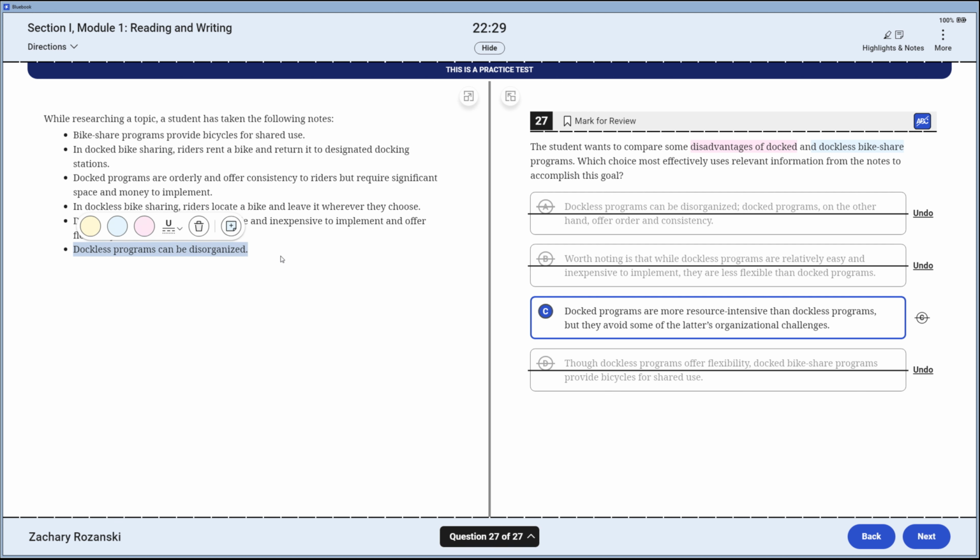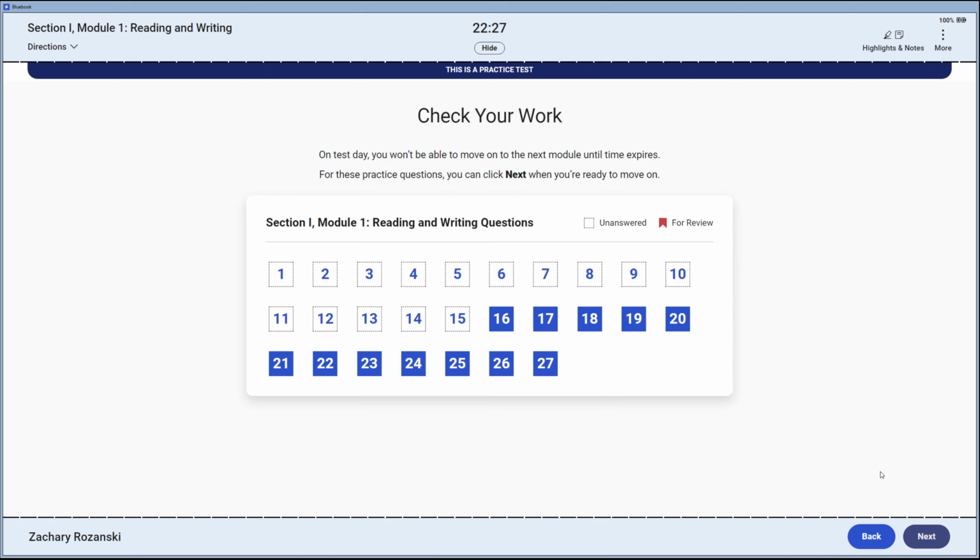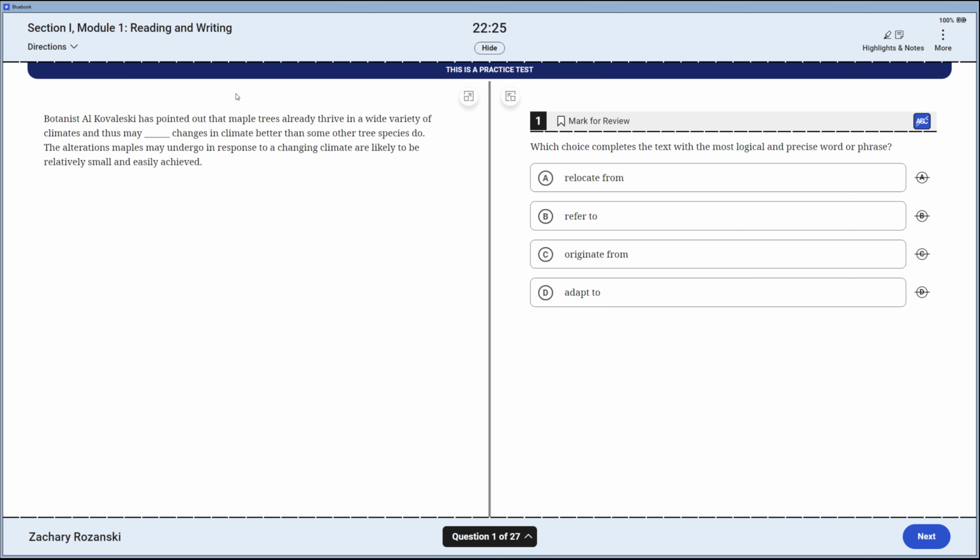Dockless can be disorganized, hard to organize. I love this. This is my answer. Pick it, move on with my life. As I come back to these, 9 minutes. That was one of the slower ones, but we'll be fine. I start looking: thus, they already thrive.